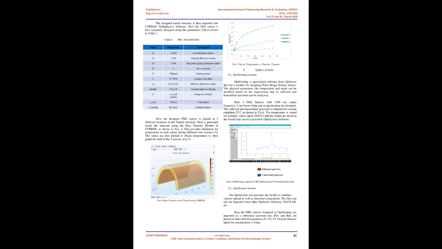Now the reflected spectrum is more shifted for sensor 2 than sensor 1, whereas sensor 3 has the least shift as it is away from the place of fire. By calculating the shift between any 2 sensors, we could locate the position of fire inside the tunnel. COMSOL 5.1, OptiGrating section.